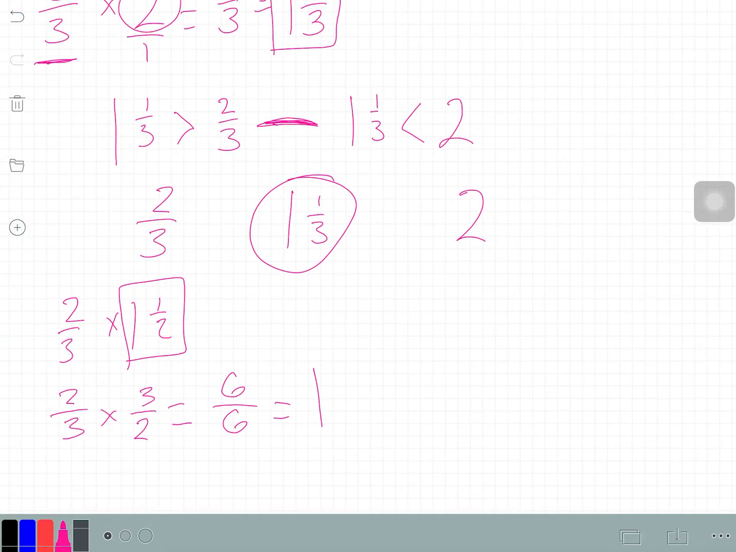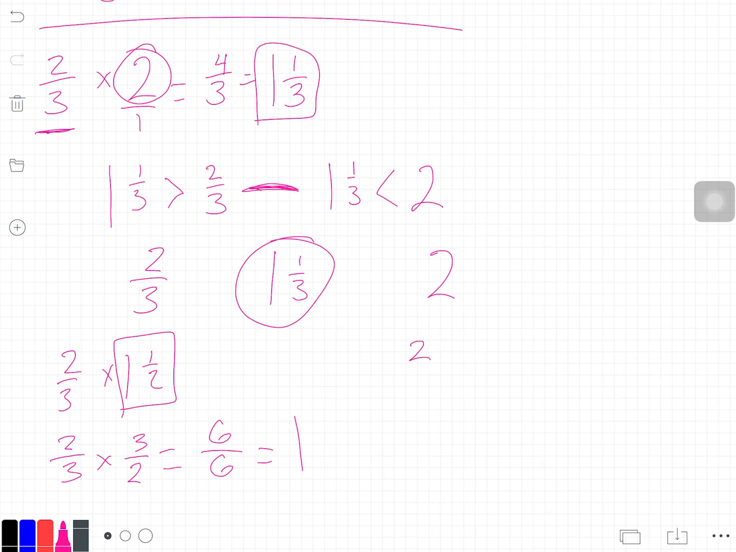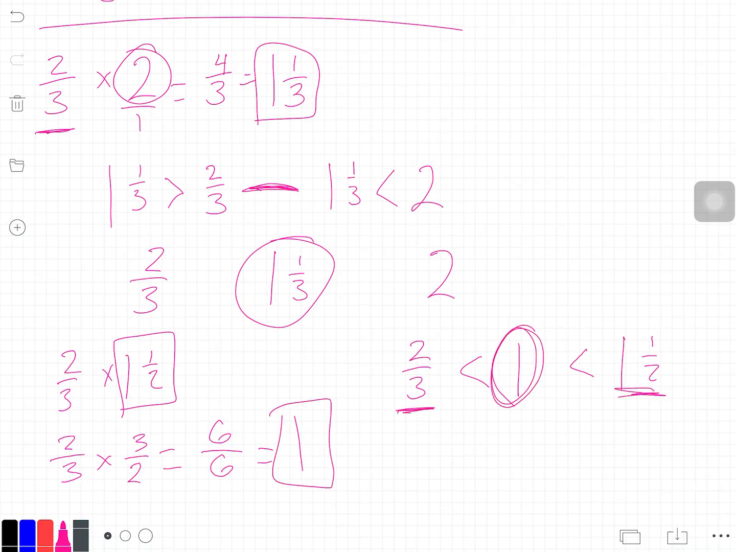Now, if I were to do the same thing where I put those all on a number line together, 2/3 would be kind of near the bottom. My answer, 1, would be right in the middle, and then 1 and 1/2 is bigger than 1. So it looks a little bit like this. Again, my product or my answer is in between both of the numbers I multiplied together.